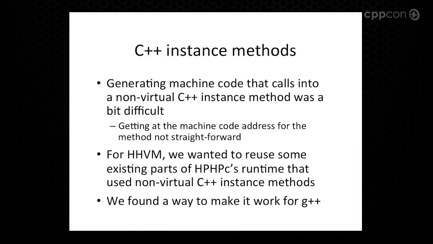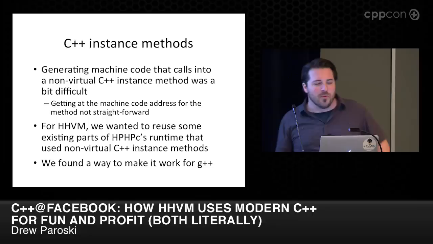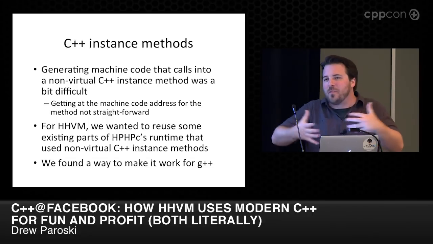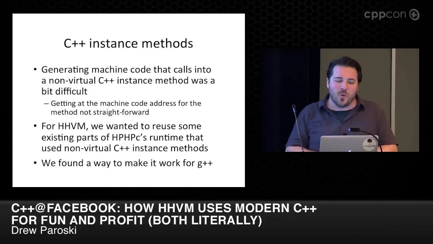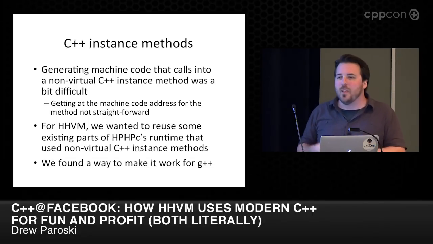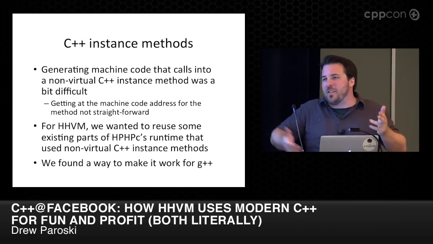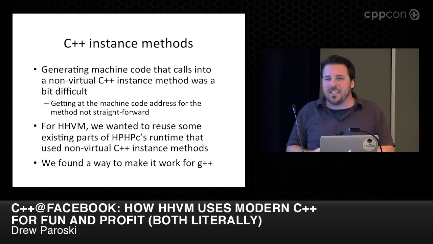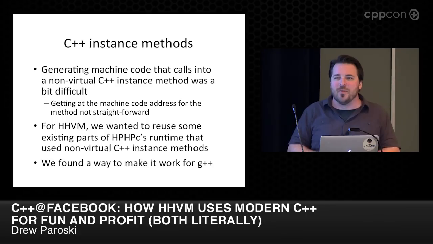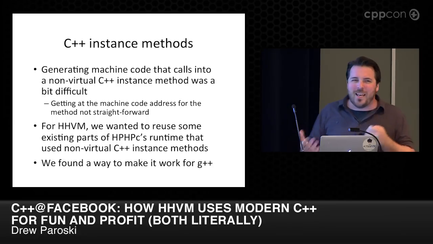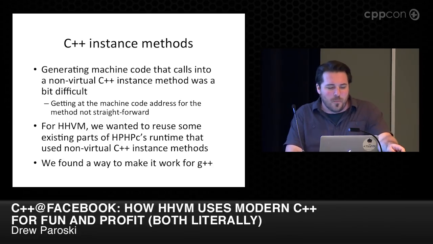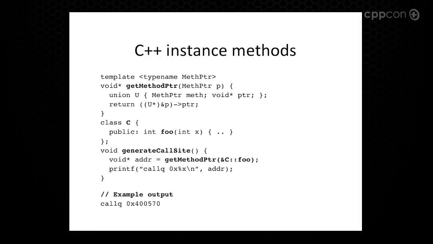And yeah, instance methods gave us a bit of a headache. Instance method pointers can't be cast to void pointers. C++ doesn't let you do that. The reason is that they don't always fit in 8 bytes. So it has its reasons for not letting you do it. But we had all these instance methods in HPHPC. And like I said, OOP is a win. It's nice to use in certain places. So we didn't want to have to avoid using instance methods everywhere. And of course, we found a way to make it work.